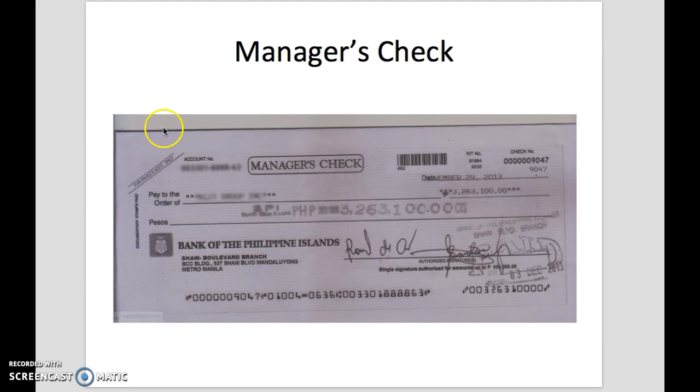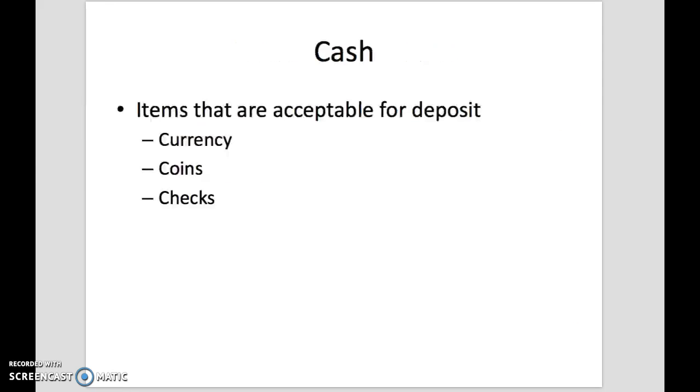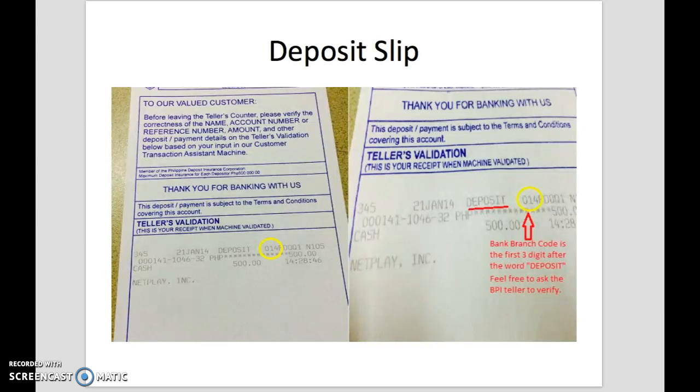So it's a type of assurance to the payee that indeed the payer, or in this case me, has this amount of money. Now, by definition, cash are items that are acceptable for deposit. So you have currency, coins, and checks. Now, this is an example of a deposit slip.